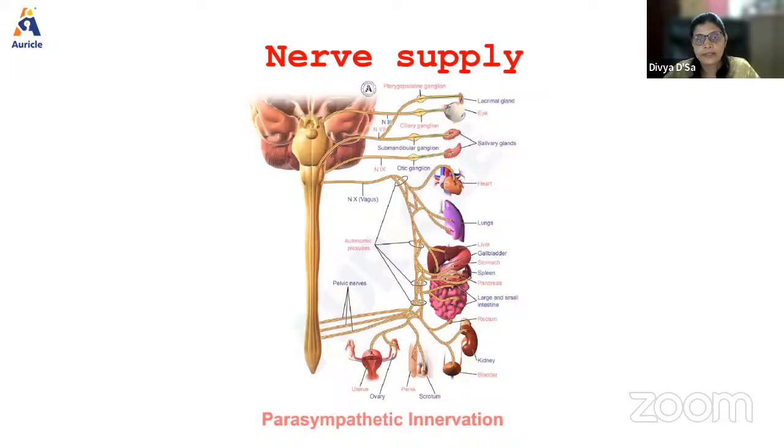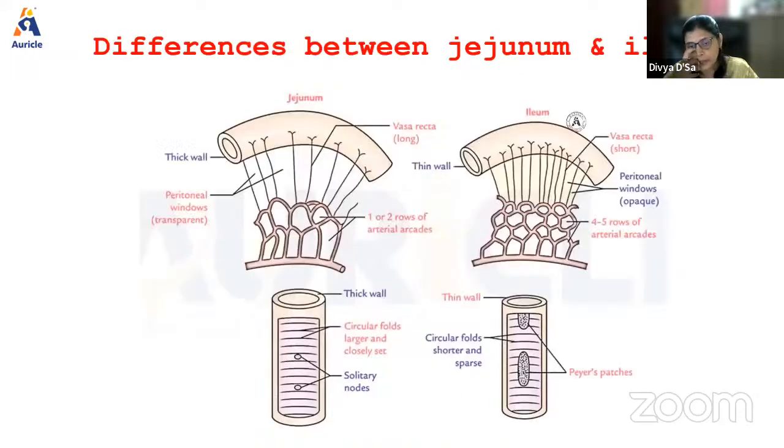The parasympathetic supply is through the vagus. The vagus nerve supplies the parasympathetic nerve supply to the large intestine and small intestine. So now coming to the differences between the two, the jejunum and the ileum, which is very important.